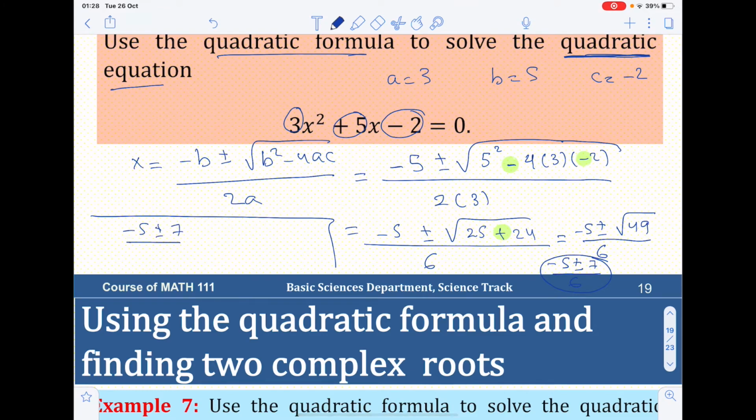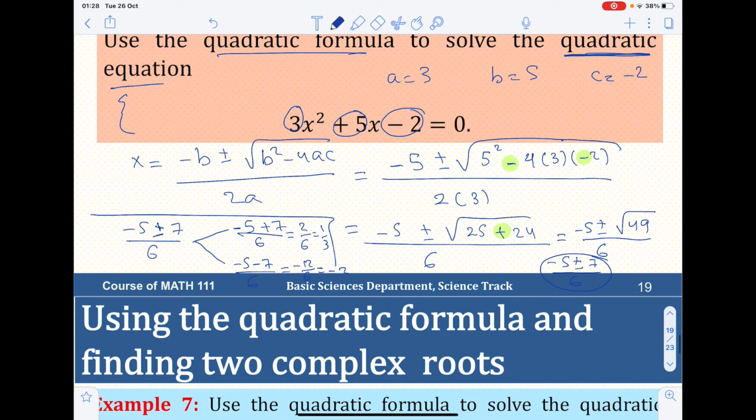So I have two solutions, one with the plus and the other one with the negative. So either negative 5 plus 7 over 6 or negative 5 minus 7 over 6. In this case, I will have 2 over 6, which is 1 over 3. And in this one, I would have negative 12 over 6, which is negative 2. So the solution set is 1 over 3 and negative 2.